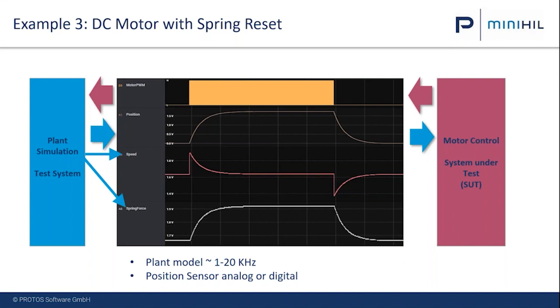So the plant simulation usually is a little bit slower for that. In this case, between 1 and 20 kilohertz. And the position sensor, we simulate this as an analog or a digital signal. In this case, an analog signal for the position, or for the speed, or for the spring force, or whatever it is. And it could also be a digital signal over SPI or I2C or something like that. So those are very typical motor control systems where you might want to test with an environment simulation.